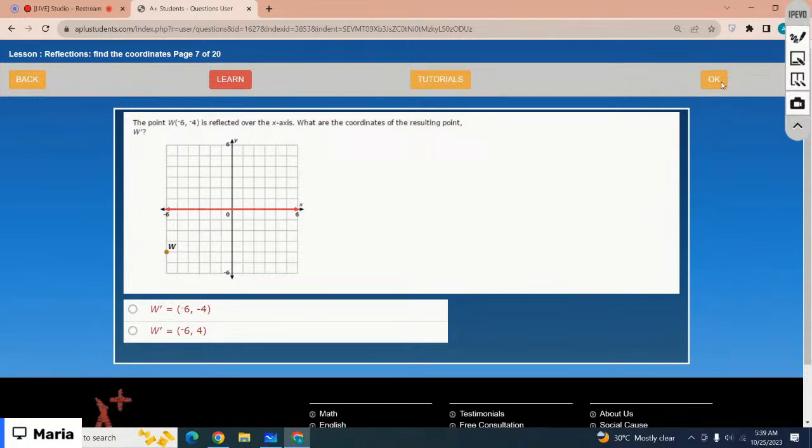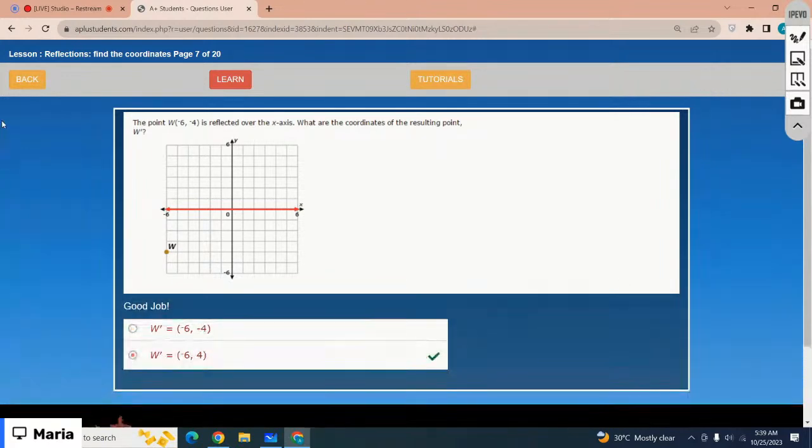Okay, the point W (negative 6, negative 4) is reflected over the x-axis. What are the coordinates of the resulting point? Okay, x-axis. It would be negative 6 and 4. Okay, you can complete the lesson by yourself later today.